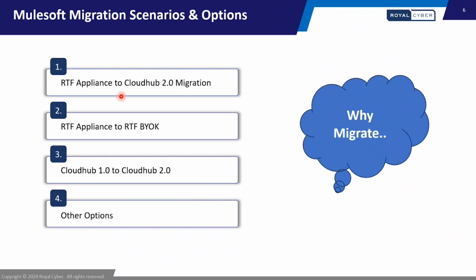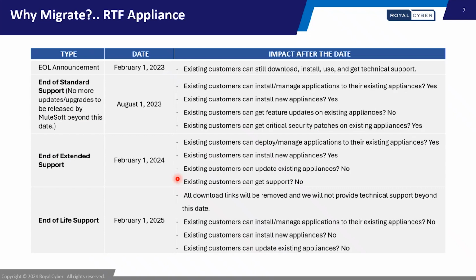You will notice that both RTF Appliance as well as CloudHub 2.0 are mentioned twice, indicating that we will be dedicating some more time to these options from a migration perspective. As far as RTF Appliance is concerned, we have already passed both the standard and extended support periods and are now approaching the end of life support for RTF Appliance as well.